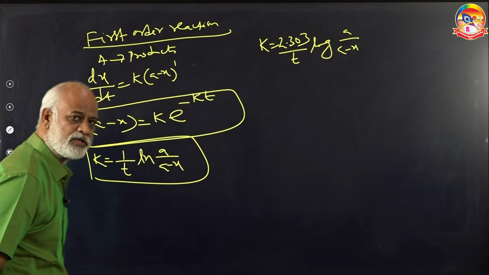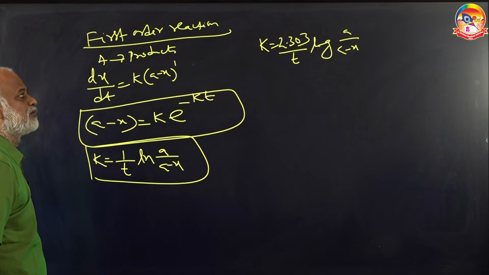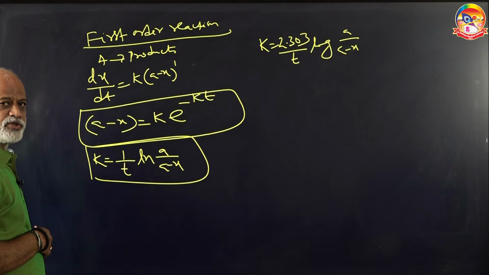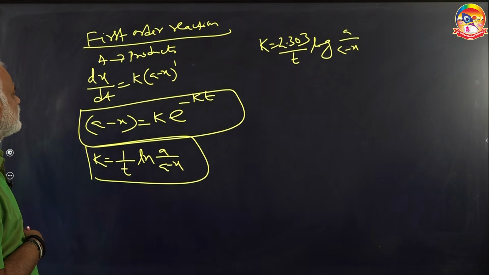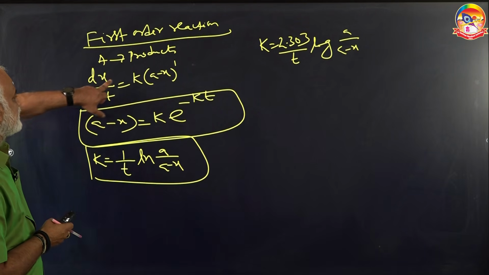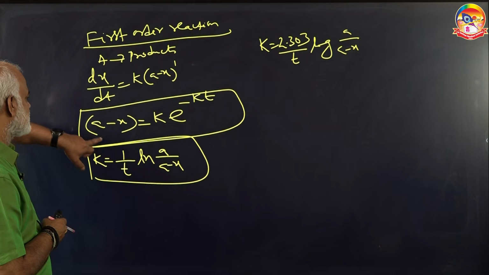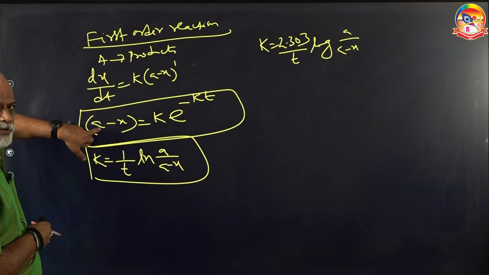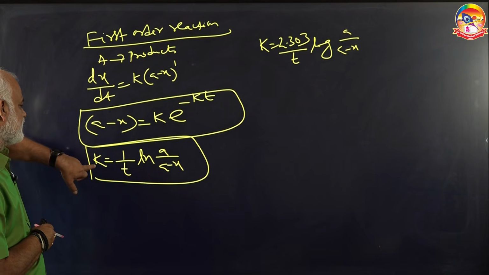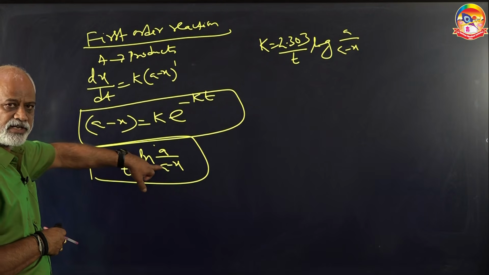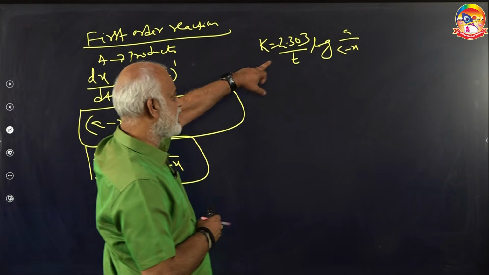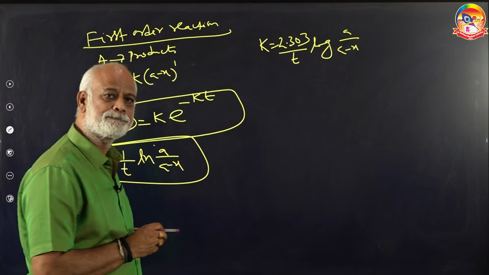So some important expressions to calculate the rate constant of a first order reaction are given to you. Rate is equal to k into (a minus x). If you write it in the exponential form, this is the case. k is equal to 1 by t ln of initial concentration by concentration after time t. If you write the natural logarithm, this is the case.